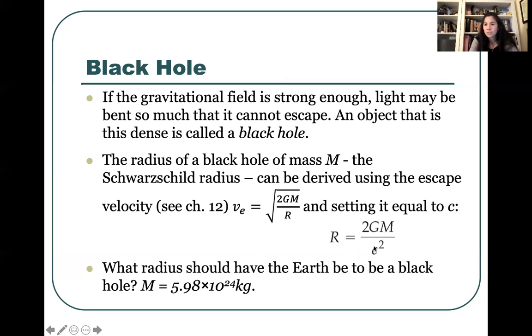And just to give you a sense of what we would need for Earth to become a black hole, if you plug in the mass of the Earth here, you could calculate the Schwarzschild radius corresponding to the mass here. So I would encourage you to do this.